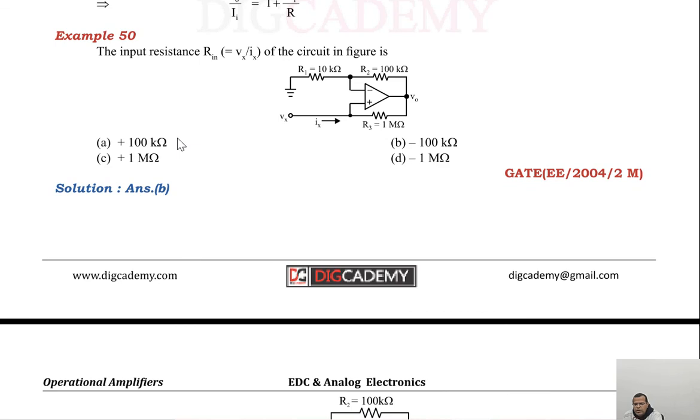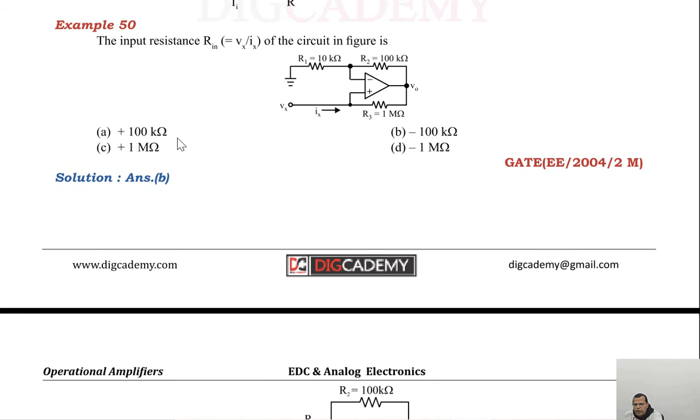In the circuit in the figure, you have to find the input resistance Vx upon Ix. Remember, when you say input resistance, for this circuit it is nothing but Vx upon Ix. You have to find this ratio. Remember the procedure: you either apply KCL at this node, or KCL at this node. The procedure remains the same.